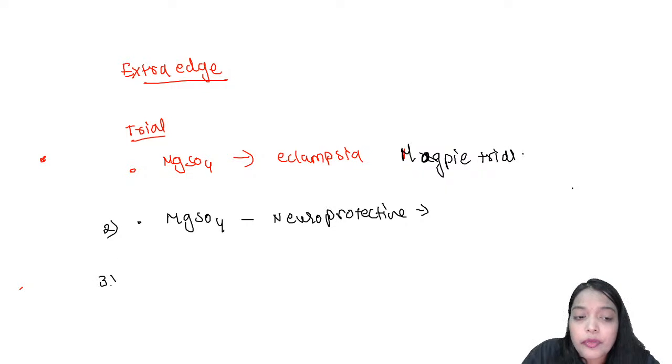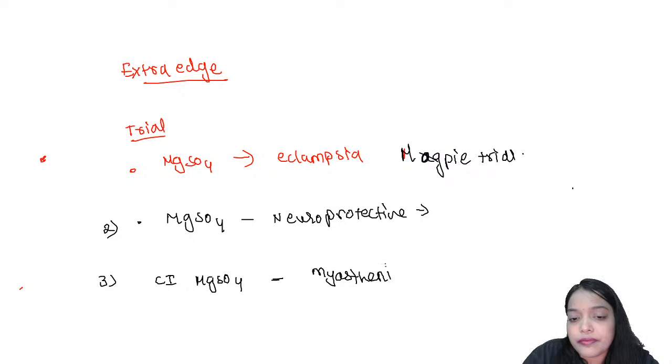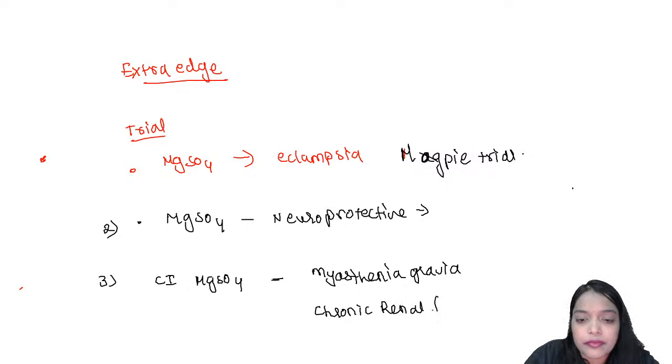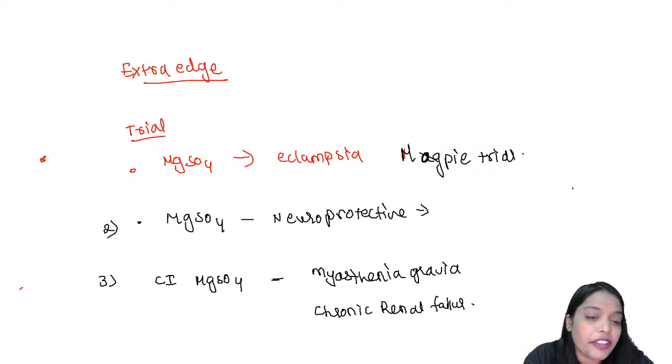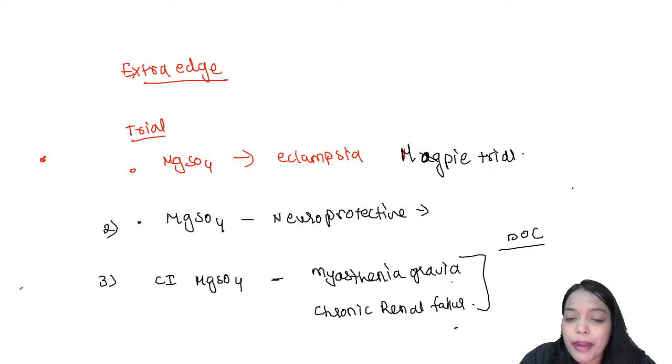Third question: what are the contraindications for magnesium sulfate? Where you should not give magnesium sulfate. Absolute contraindications are myasthenia gravis and chronic renal failure. In mild renal failure, you can halve the dose and give magnesium sulfate. But when they have chronic renal failure or myasthenia gravis, you cannot give magnesium sulfate. So what is the drug of choice for eclampsia in these patients? That is my third question.